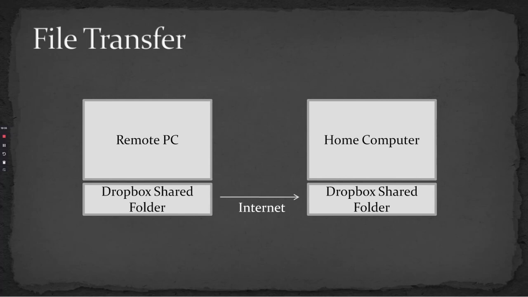So the last thing you need to accomplish is some sort of file transfer, because all the imaging is happening on the remote computer. And generally you want to get those files uploaded to your home computer. And the way I do that is just by using a Dropbox shared folder. I have a shared folder set up on the remote PC that's shared with a folder on my home computer. And then as it's imaging, those files get transferred to the home computer. So when I get up in the morning, the files are sitting there waiting for me.